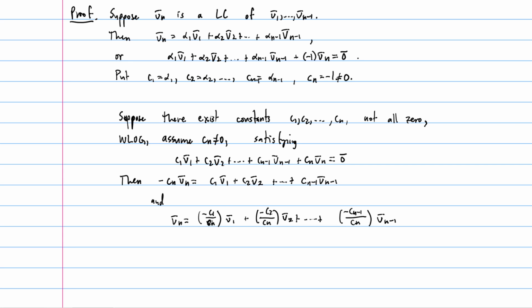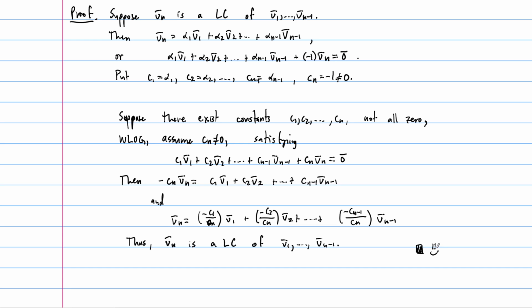C sub n is not 0, so even if the numerators are 0, that's okay. Those are all constants, and therefore V sub n is a linear combination of the others, again, without loss of generality. So V sub n is a linear combination of V1 through V sub n minus 1. All right, and so that ends that proof.